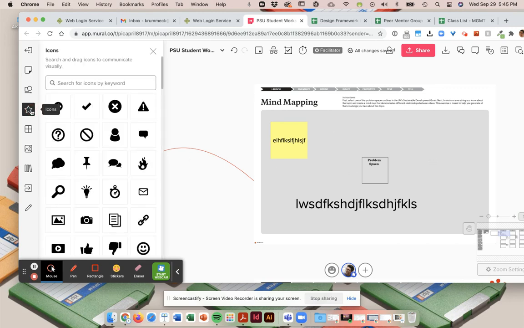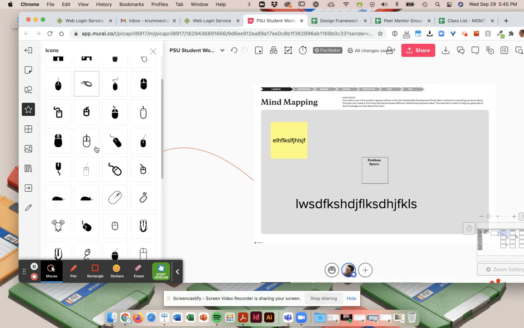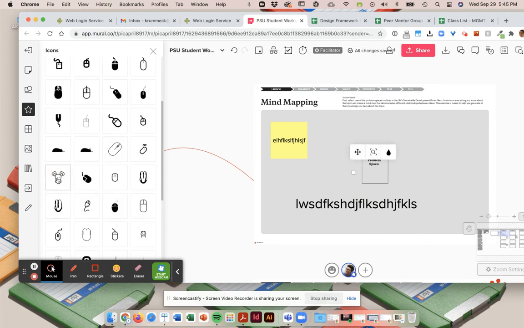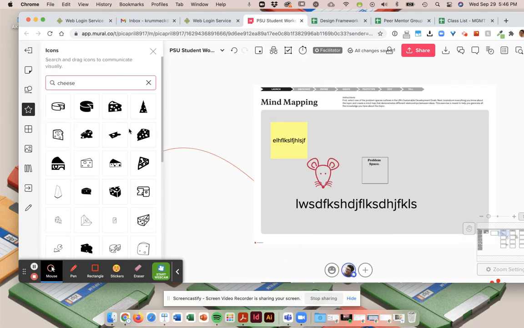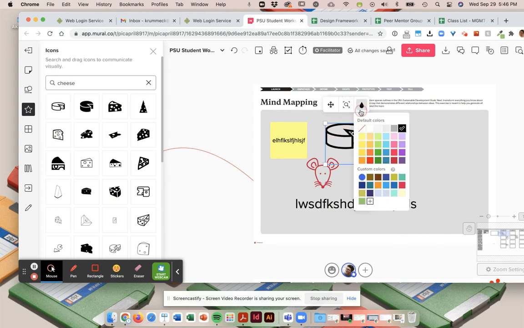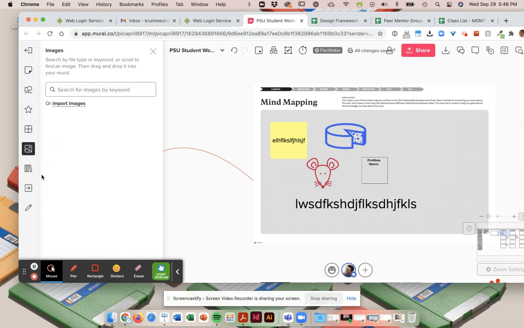You can also use icons. So if you click this star, there's some icons that come up, but you can also search different icons. So I can search mouse and it'll bring up a lot of different mice. And then I can bring a mouse in and make it bigger and change colors, etc. Maybe I'll make my mouse red. And then I can also search, let's see, cheese. Then I can bring some cheese in for my mouse. It's going to come in really small, but I can make it larger. I'll make that blue.